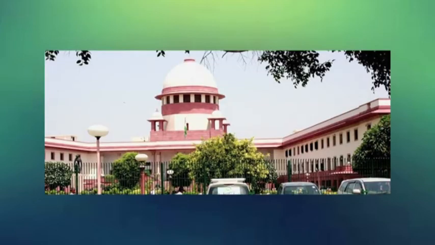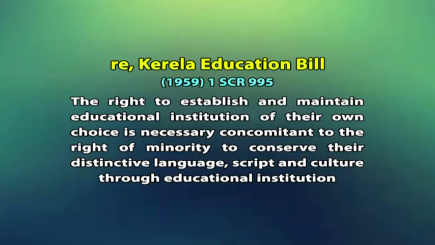The Supreme Court of India, while interpreting the scope of Article 29 and 30 of the Constitution in Re-Kerala Education Bill case, held that the right to establish and maintain educational institutions of their own choice is necessary concomitant to the right of minority to conserve their distinctive language, script and culture through educational institution. The right under Article 30 Clause 1 is subject to Clause 2 of Article 29, which provides that no citizen shall be denied admission into educational institution maintained by the state or receiving the aid out of the state fund on the grounds only of religion, race, caste, language or any of them.